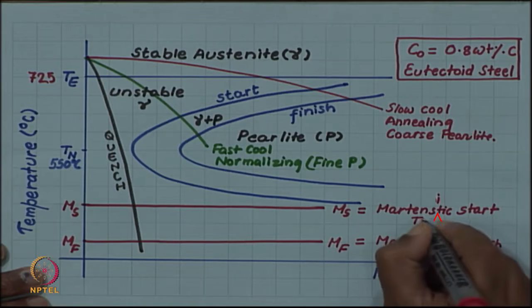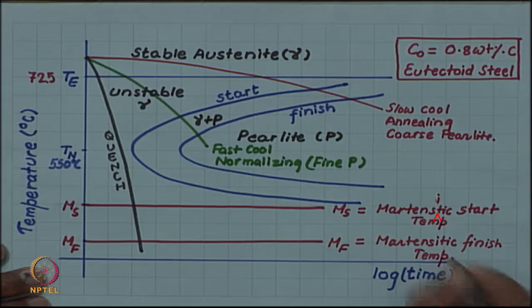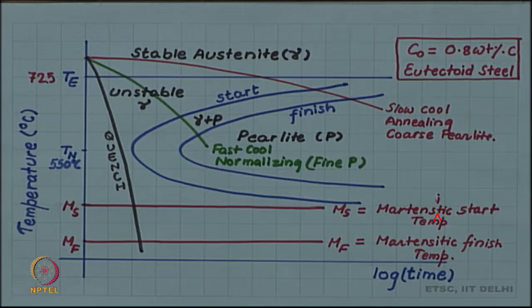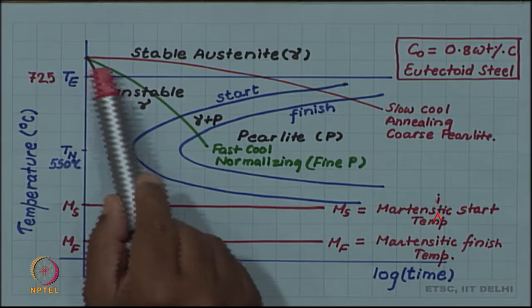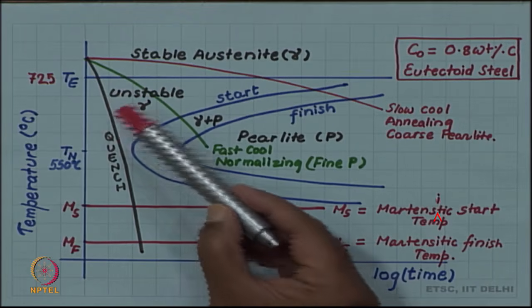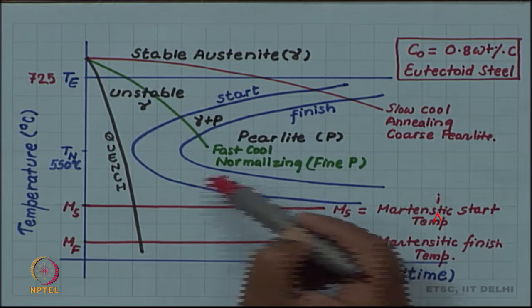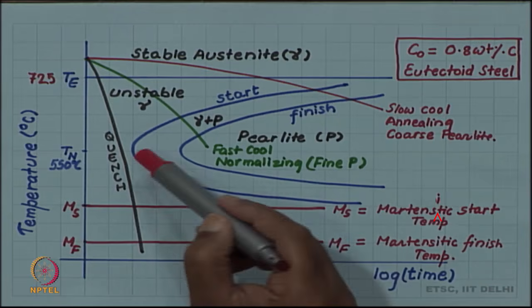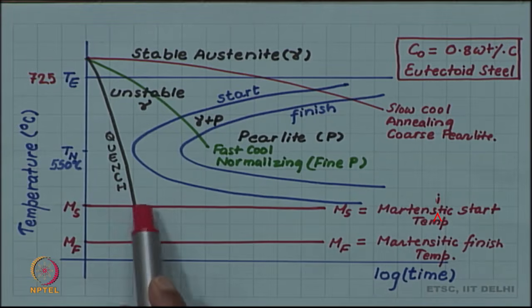So, Martensitic start temperature and Martensitic finish temperature. As the steel is being quenched, as we cool below Te, it will change from being stable to unstable austenite. That unstable austenite is being cooled and is never able to transform to pearlite, because you are missing the start of the pearlite transformation. And then it is becoming more and more unstable, and finally, when it crosses Ms, it starts transforming into a new phase called Martensite.